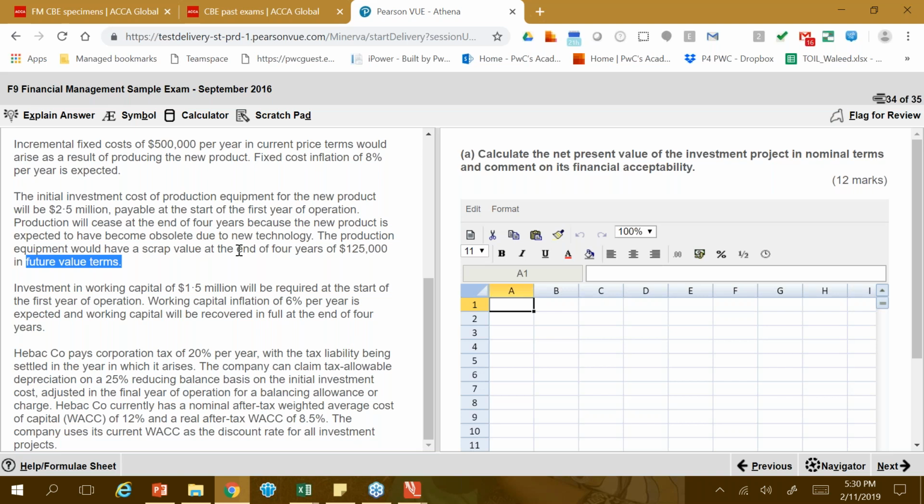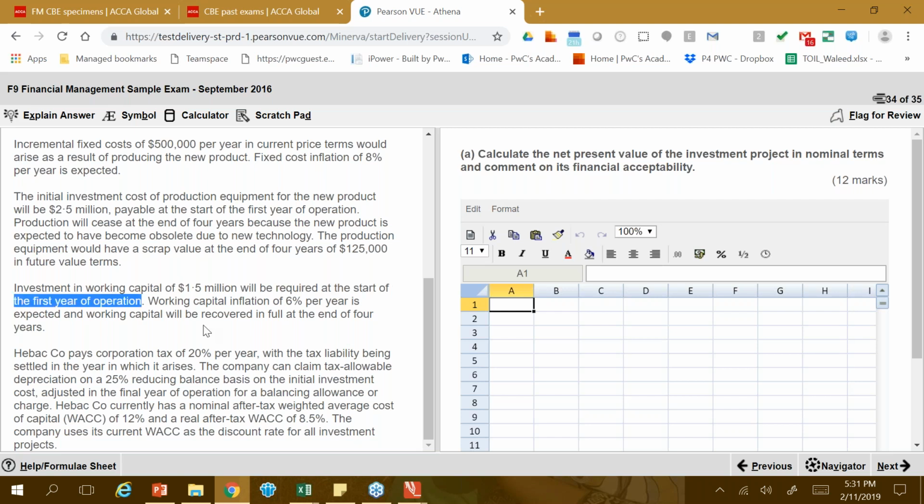Investment in working capital of 1.5 million will be required at the start of the first year of operation.